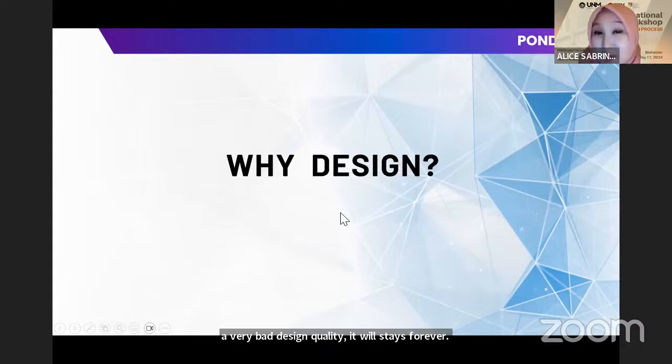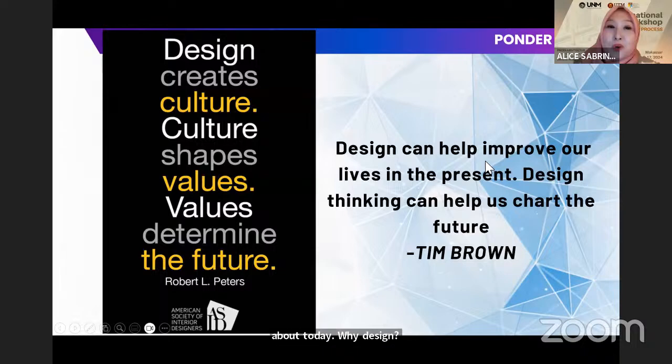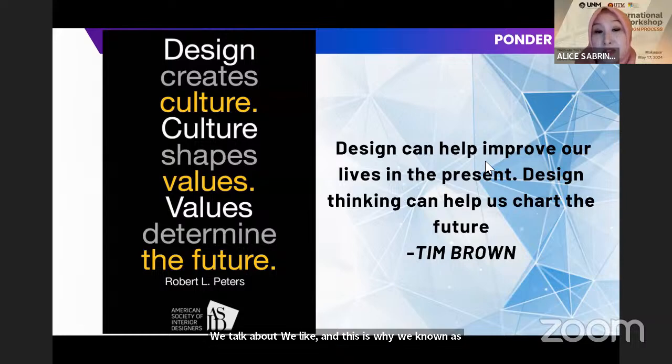Okay, so that's back to the issue that I'm going to talk about today. Why design? Why is design so important? This is what I like to take from Robert L. Peters, who talks about how design creates culture, and every human living in the world has their own culture. Indonesian culture, Malay culture, Chinese culture, Indian culture, whatever ethnicity, minority or majority you come from, you always have your own culture. And design creates your culture. And culture shapes values. And this is the most important thing. We talk about nilai, nilai kemanusiaan. This is what we know as humanity values. And values actually determine the future, who you are, who you're going to be, your future generation, your son, your future grandsons, granddaughters, and things like that.